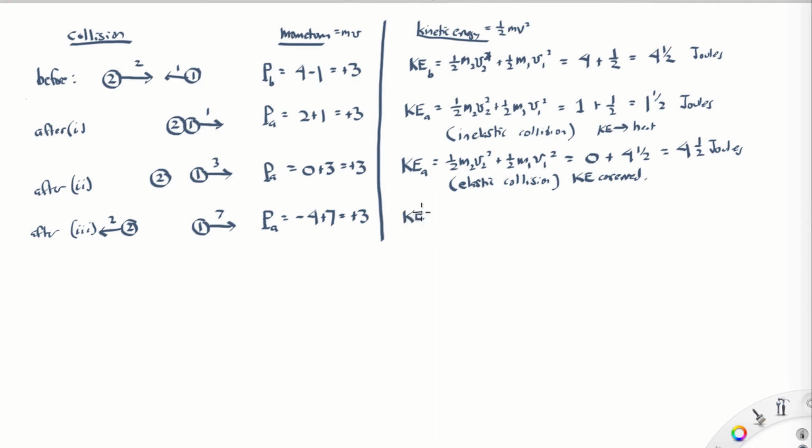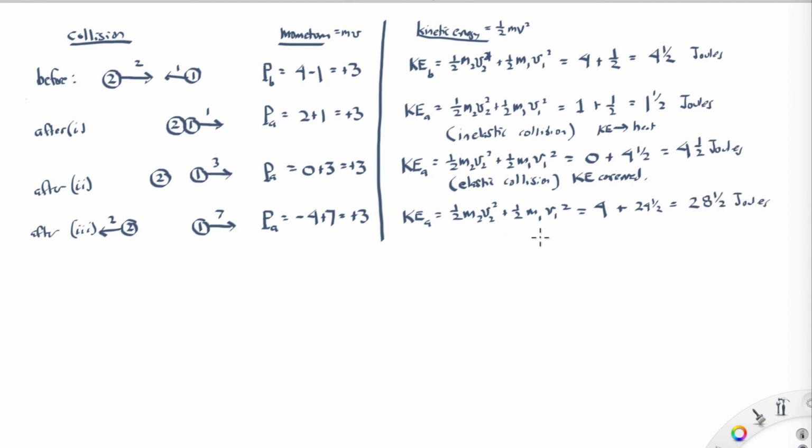What about the kinetic energy afterwards in case 3? Once again, 1/2 mass of ball 2, velocity 2 squared, plus 1/2 mass of ball 1, velocity 1 squared. Well, here, this one has a speed of 2, so 2 squared is 4, times 2 is 8, divided by 2 is 4. So that one has a kinetic energy of 4. And ball 1, well, the velocity is 7. 7 squared is 49, times 1, divided by 2, which is 24.5, right? So the total kinetic energy after the collision is 28.5 joules.